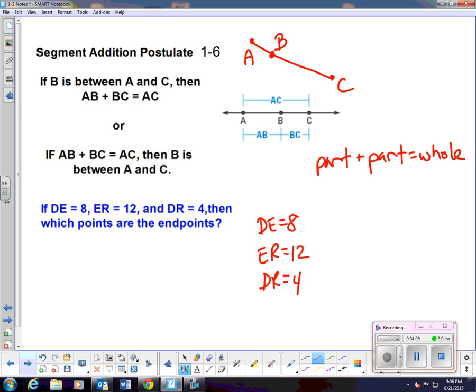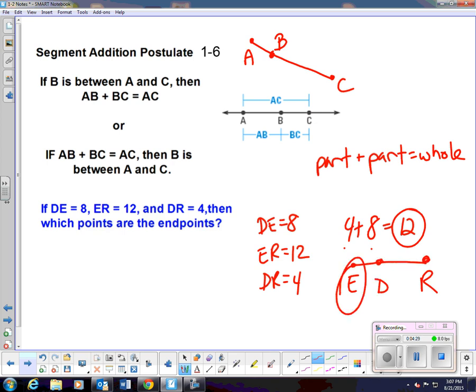Which of these add up? So I know that 4 plus 8 is equal to 12. So if this is the part and this is the part, then this must be the whole, which tells me those are the points that are on the end. So 12 was ER, so that means E and R are the end points, which means D is somewhere between them. So that could tell you these are your end points. Okay, remember this little process is just kind of using the Segment Addition Postulate. All right.